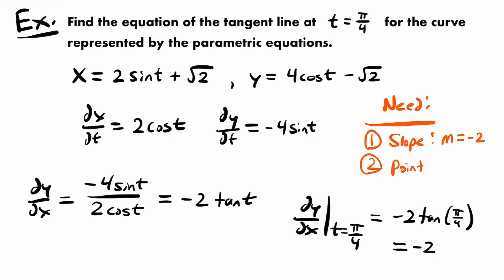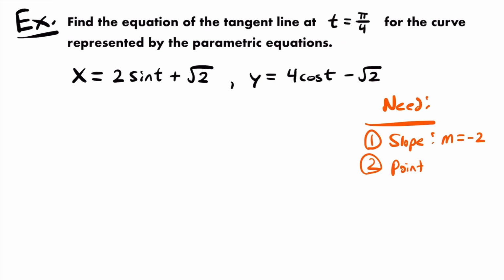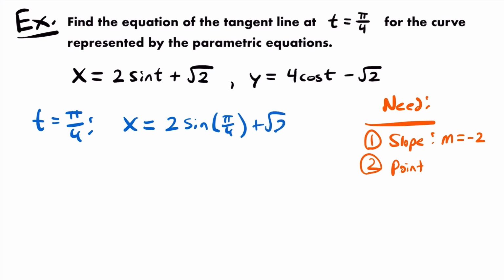All right, and so now that we found the slope at that value of t, let's work on finding the coordinate point that corresponds to that value of t. And so what we'll do is plug this value of t into each of these parametric equations to get an x-coordinate and a y-coordinate associated with that value of t. So when t equals pi divided by 4, x will be equal to 2 times sine of pi divided by 4 plus the square root of 2.